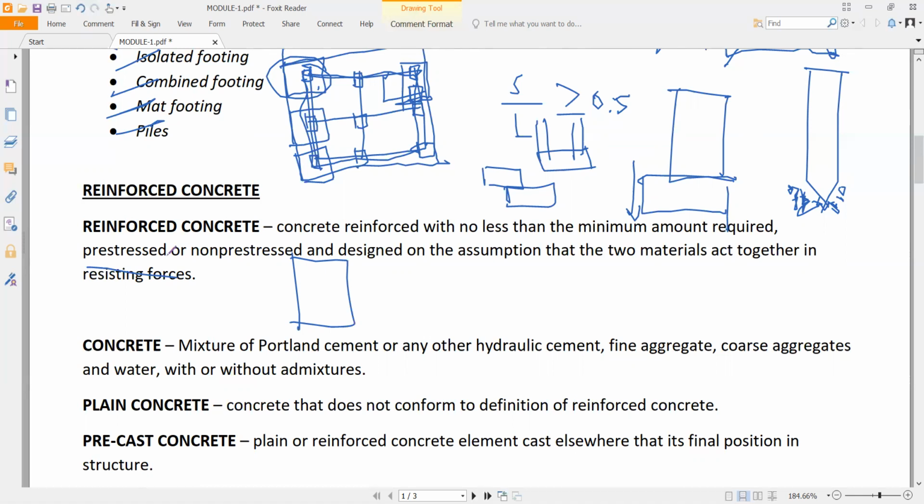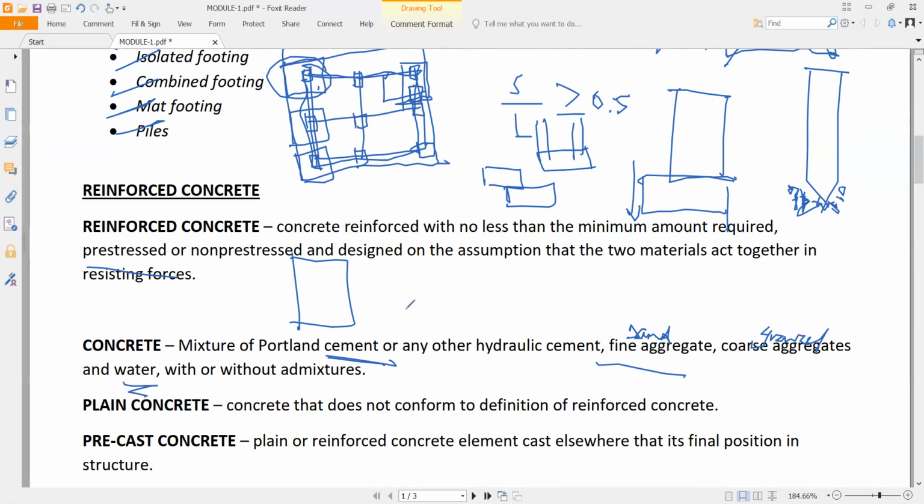So, what is concrete? Concrete is a mixture of Portland cement or hydraulic cement, fine aggregates, coarse aggregates, and water with or without admixture. Sa main component ng concrete natin, yung main na nakukuha natin, the cement, no? Kailangan natin ng cement for our concrete. The fine aggregates are the sand. The coarse aggregates are the gravel. Then water, of course. It will not be a concrete without the water.